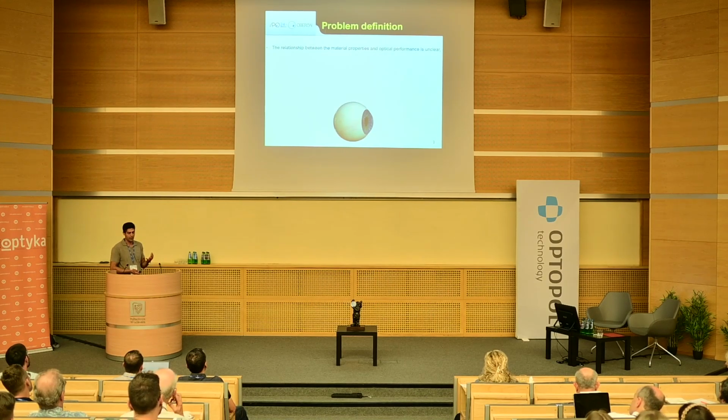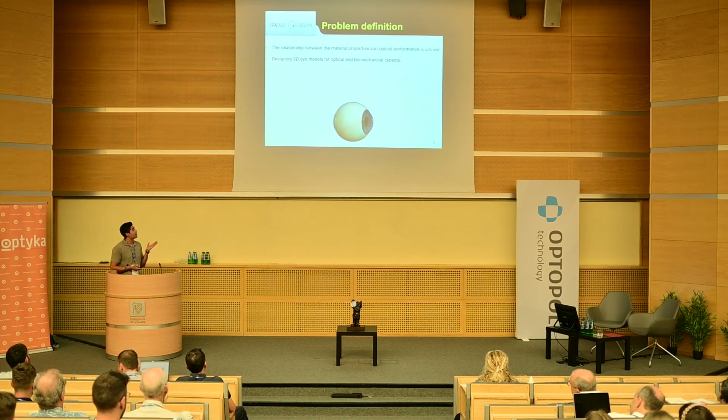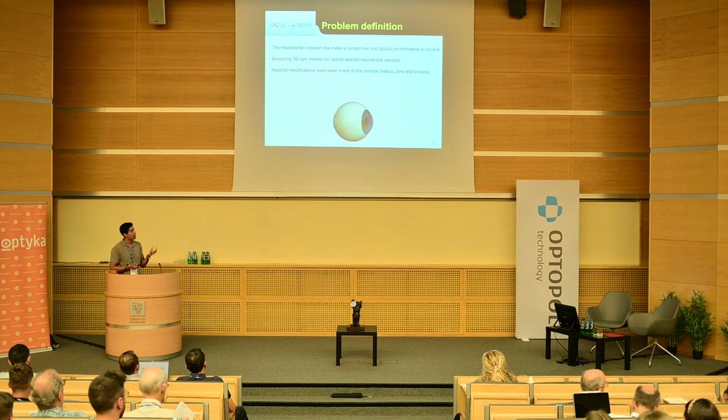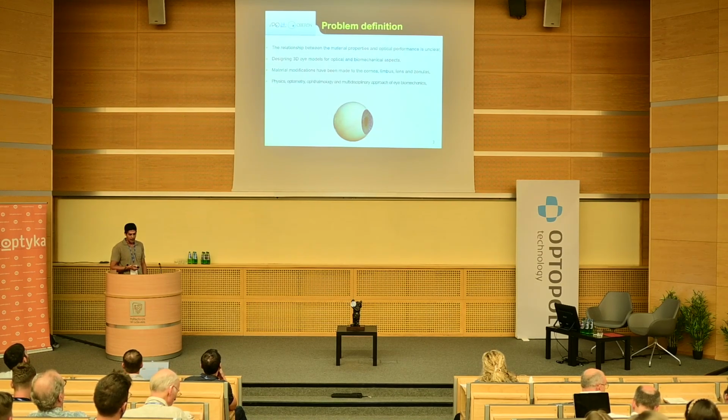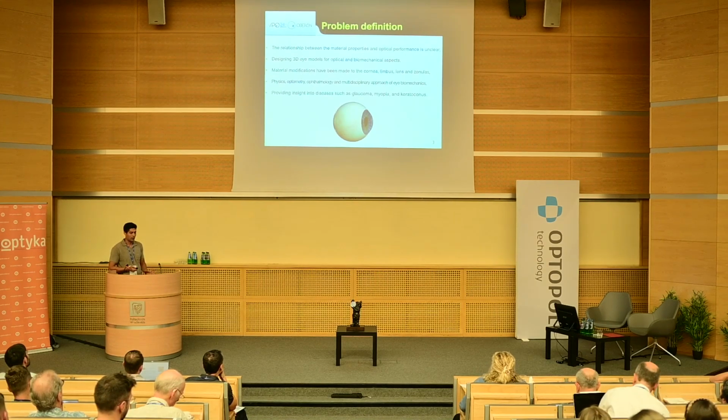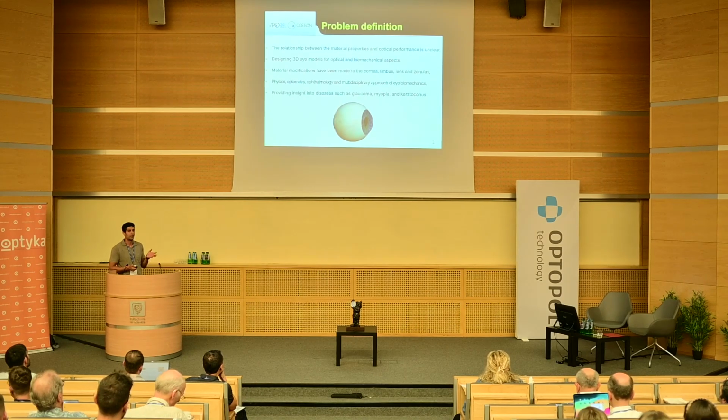Three-dimensional eye models have rarely been investigated to show the relationship between the optical point of view and biomechanics together. Material modifications have been made to the cornea in our model to see the correlation between the optical and biomechanical points of view for cornea, limbus, lens, and zonulus. It combines physics, optometry, ophthalmology, and even biomechanics to answer this ambiguous relationship, and it may provide insights into some diseases like myopia, keratoconus, and even glaucoma.